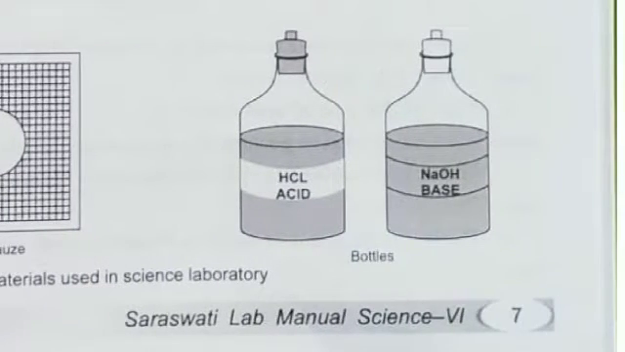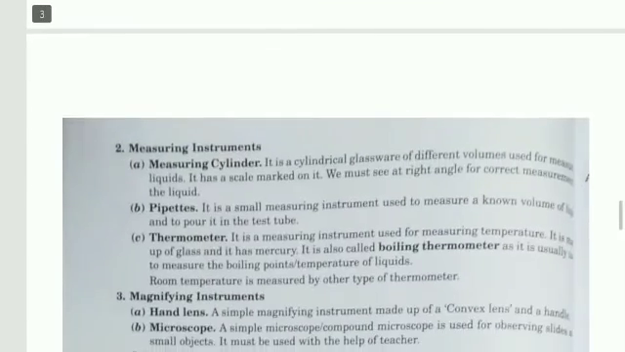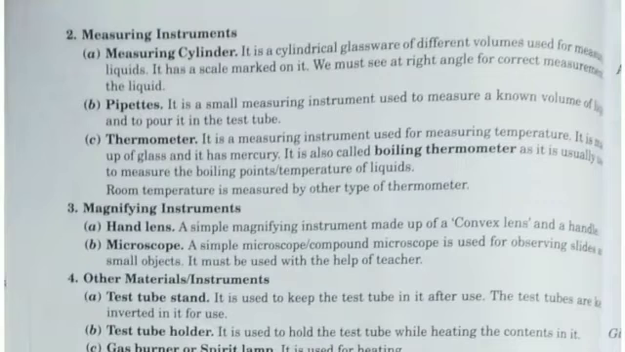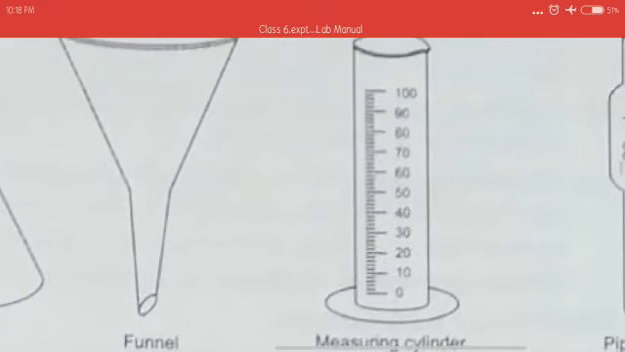These are glass containers to keep acids, bases and other chemicals etc. Now, one by one, what are these things? For measuring instruments, first is the measuring cylinder. It is cylindrical glassware of different volumes used for measuring liquid, with a scale marked on it. We must look at a right angle for correct measurement of the liquid. This is a measuring cylinder. Look at this.